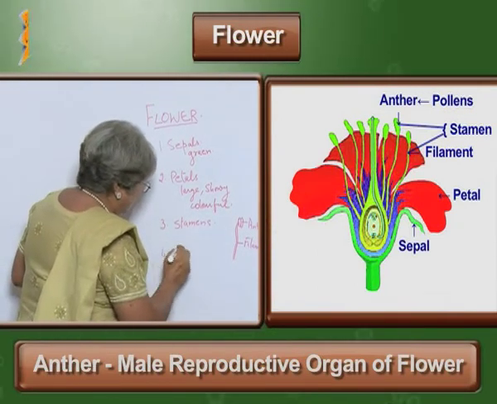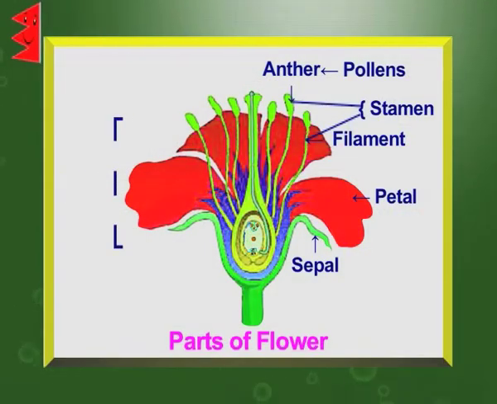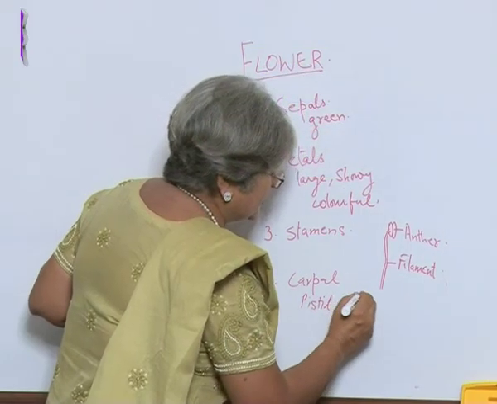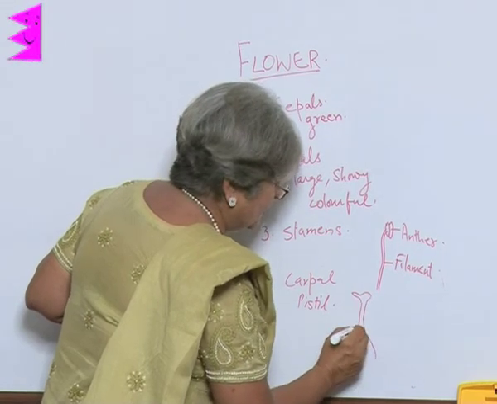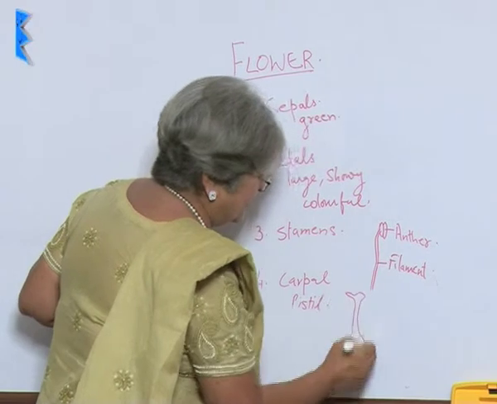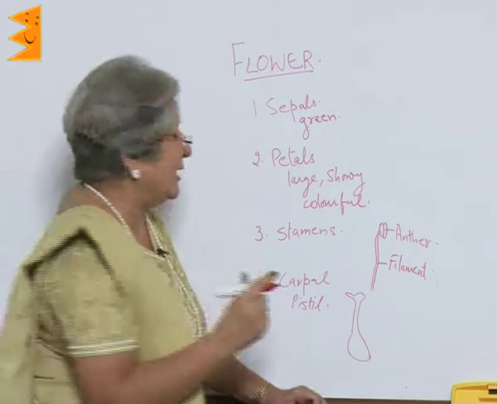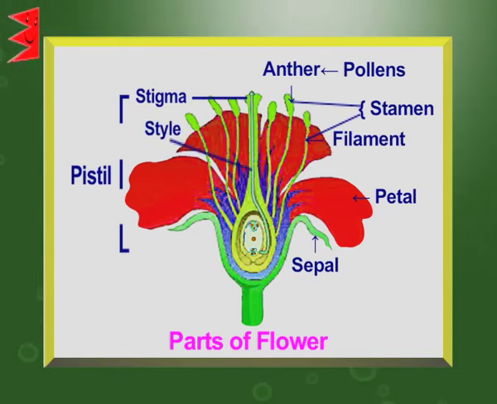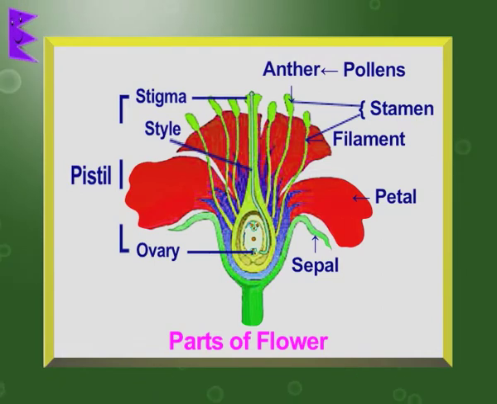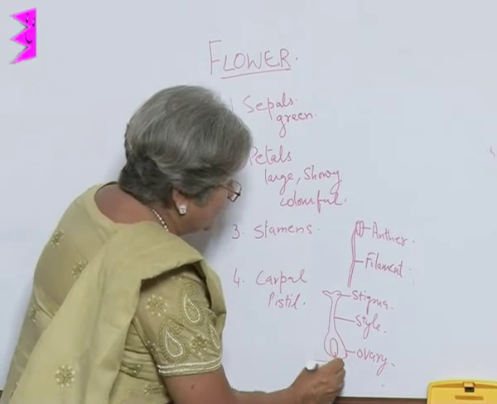The fourth part is the carpel. It is also called pistil. This has three parts: a bilobed structure at the tip, a long tubular structure connecting the tip with the base, which is rounded and swollen. This tip is called stigma, the tubular structure is called style, and this is called ovary, the female reproductive organ. Inside there is ovule.